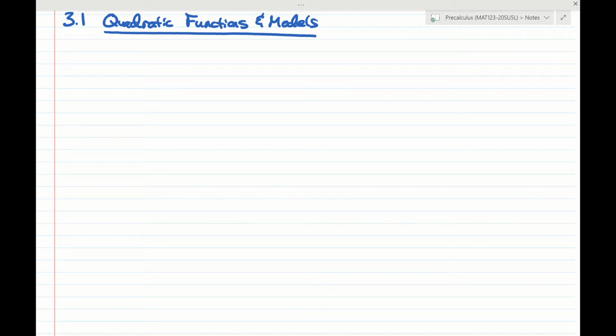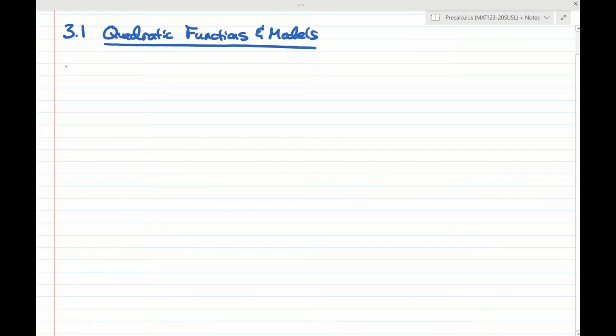So first thing I wanted to do is just do a little bit of a review to make sure that we're all good for what's going to be coming our way. So recall when we talked about polynomials, we can classify a polynomial based on its degree, and then it has a name based on that degree. So if the degree is 0, we say that that's called a constant.